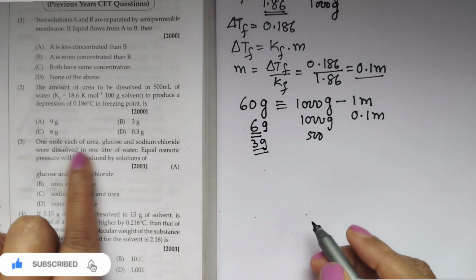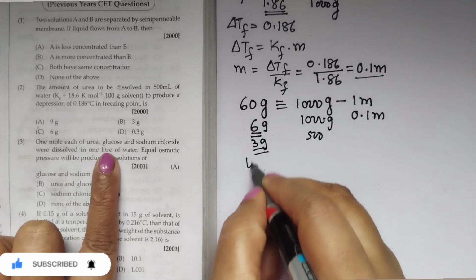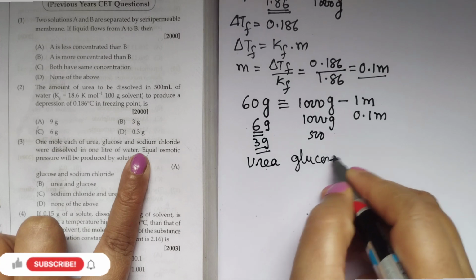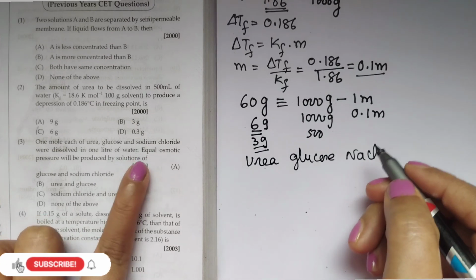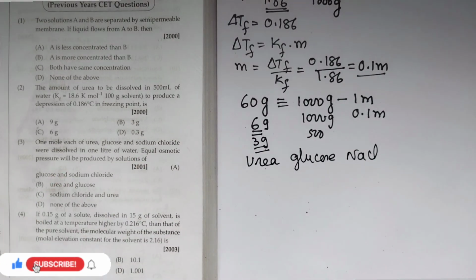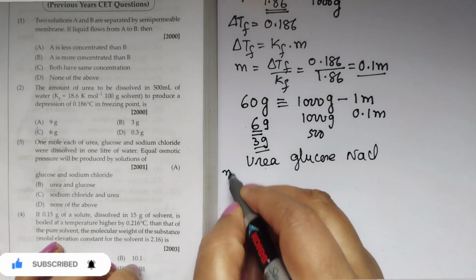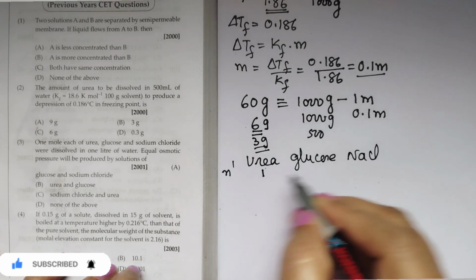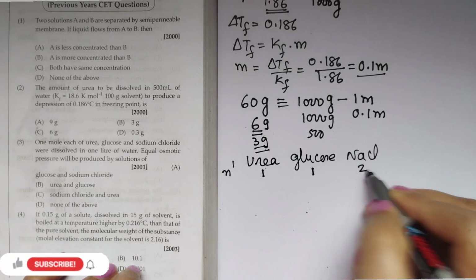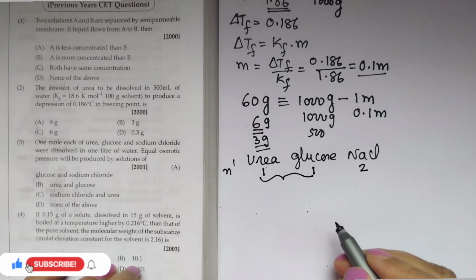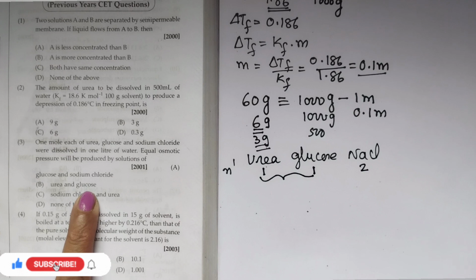1 mole each, so here the concentrations are the same. The first they have given is urea, next is glucose, and the third is sodium chloride. Now they say that equal osmotic pressure will be produced. Osmotic pressure is a colligative property, meaning it directly depends upon the number of solute particles. So let us first calculate the solute particles. For urea it is 1, for glucose it is 1, and for NaCl it is 2. So equal numbers of particles will exert equal osmotic pressure. So the answer is urea and glucose.